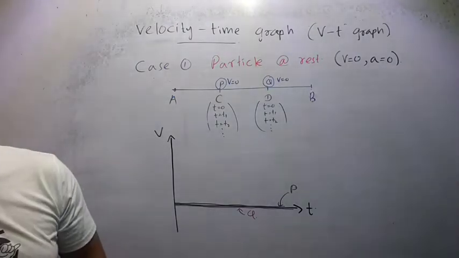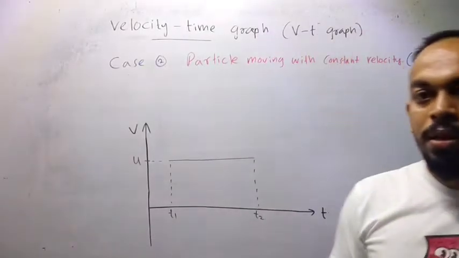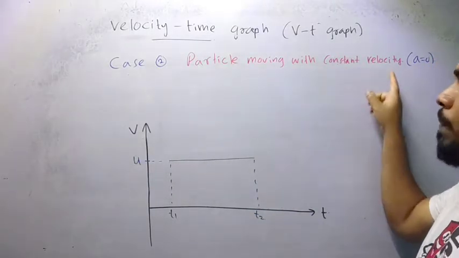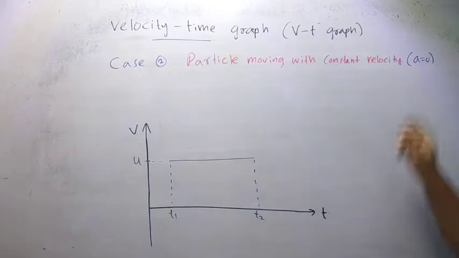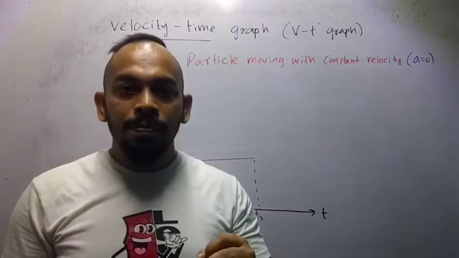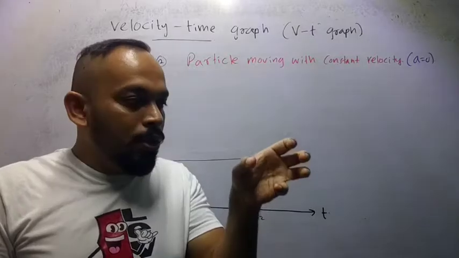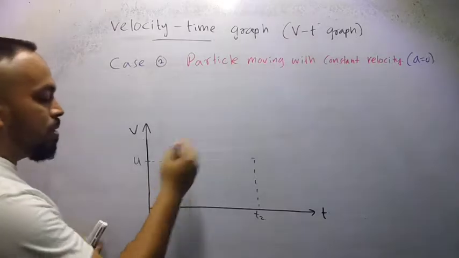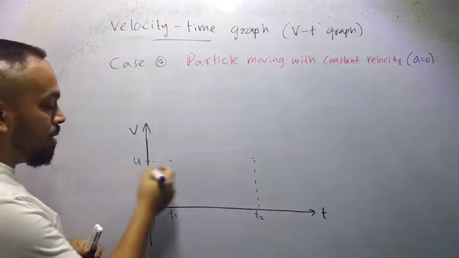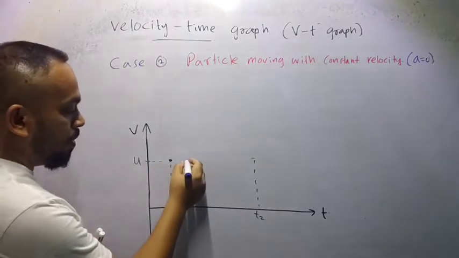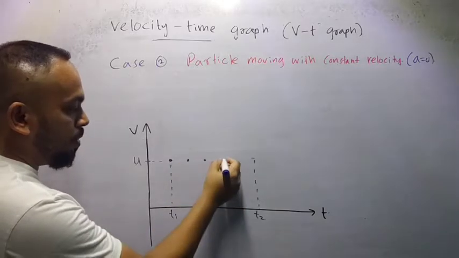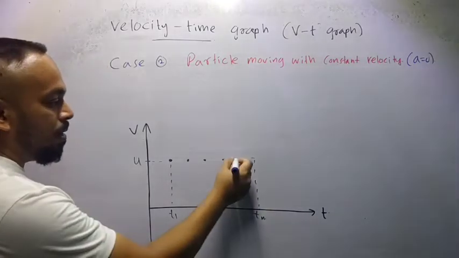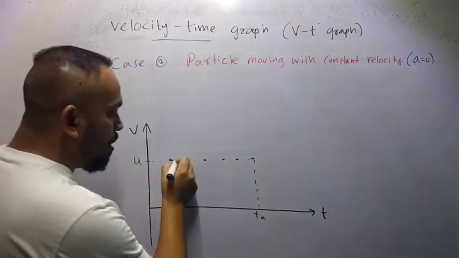Now let's move on to case number 2. This is a graph of a particle that is moving with constant velocity or uniform velocity. When you are moving with uniform velocity, acceleration is 0. Uniform velocity means at every time when you measure the velocity of the particle, it's the same. Suppose you start at t1, you measure the velocity, let's say it's u. Then at t2, u, t3, u, t4, u, and finally, let's say this is time tn. You plot them all and you join these dots.